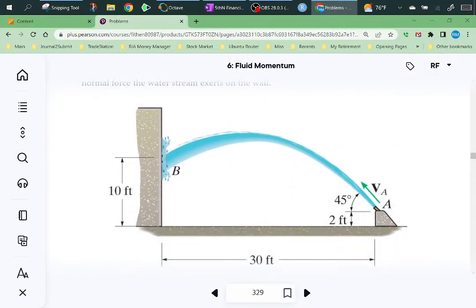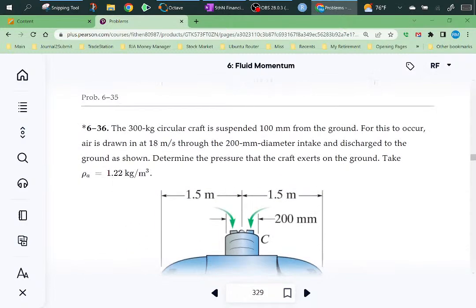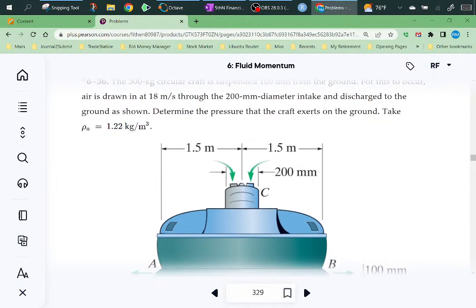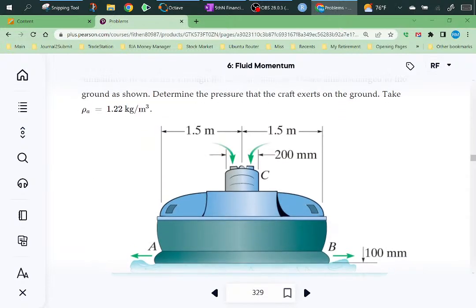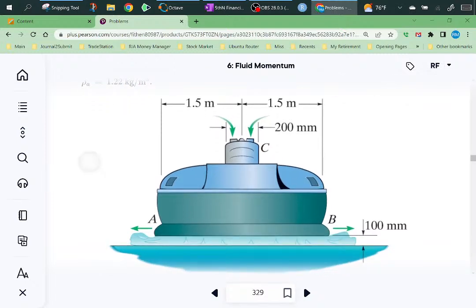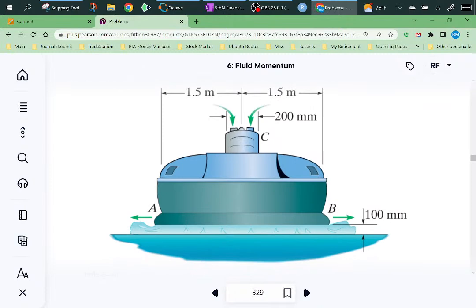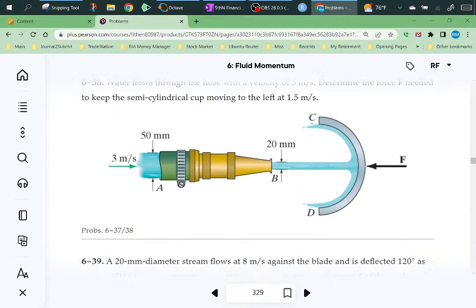There's a water hitting the wall. I don't even know what that is. Circular craft. There's air drawn in on the top and discharged on the ground. Determine the pressure that the craft exerts on the ground. Oh, okay. Yeah. So that's kind of what that is.